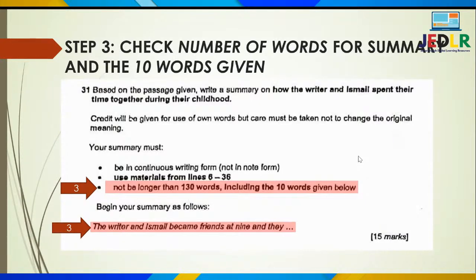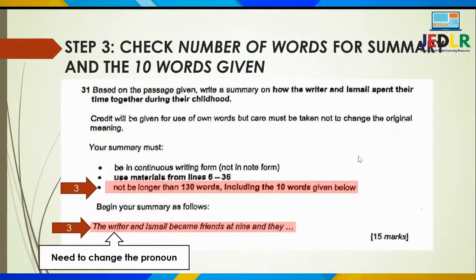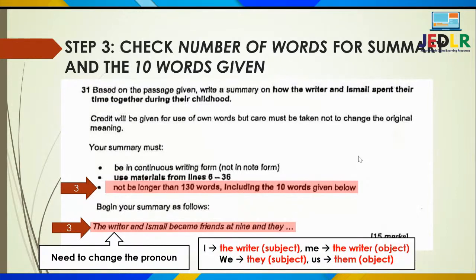Okay, so in this situation, you have to bear in mind, you are not the I in the text. You have to change all the I to the writer. So, there is a need to change the pronoun here. Okay, and a quick guide for you. I, if it's used as a subject, you have to change to the writer. Me, if it is used as an object, you have to change to the writer, or him or her, depending on the gender of the character.